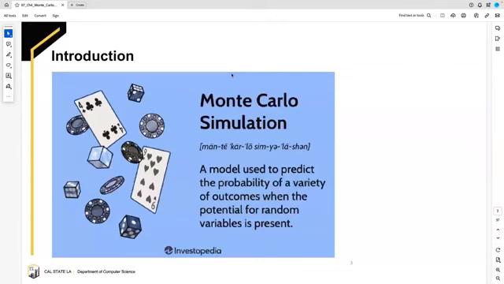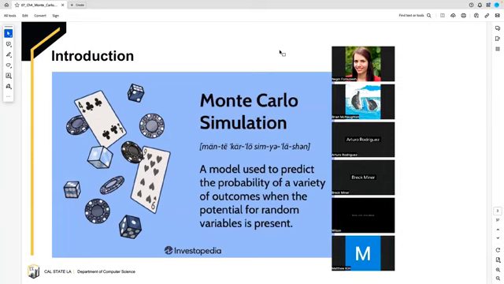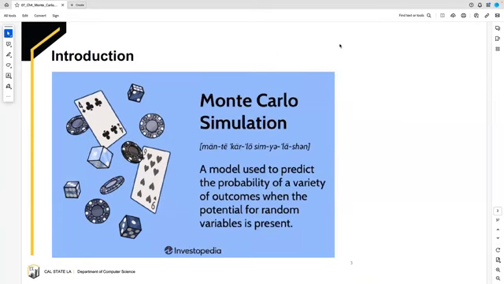let's introduce Monte Carlo simulation. First, this is an informal definition of Monte Carlo. It's a model used to predict the probability of a variety of outcomes when the potential for random variables is present. So again, we are working with probability and random number generation, and this time you're going to see how they are used for estimating the expected value of a random variable.